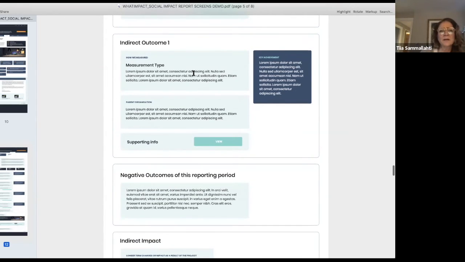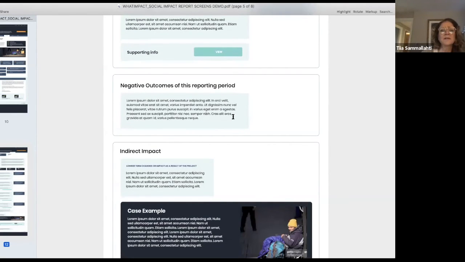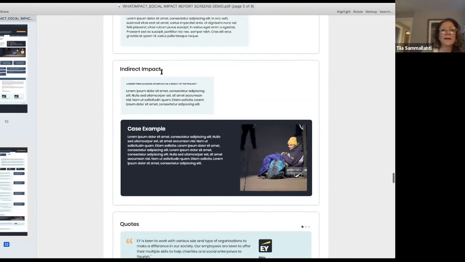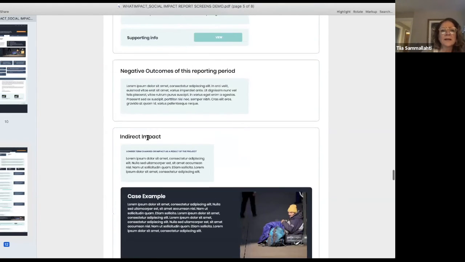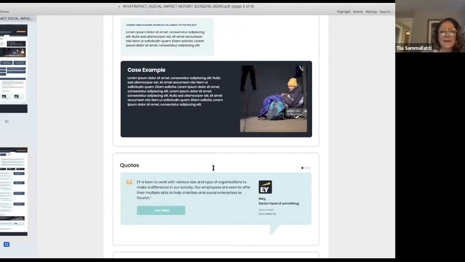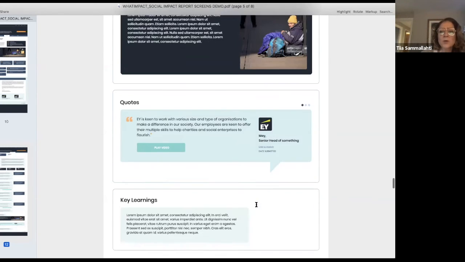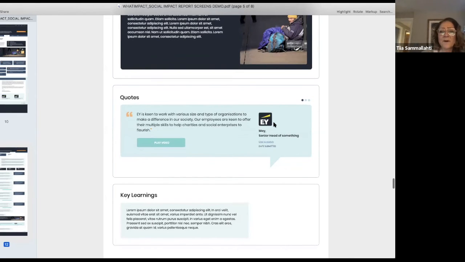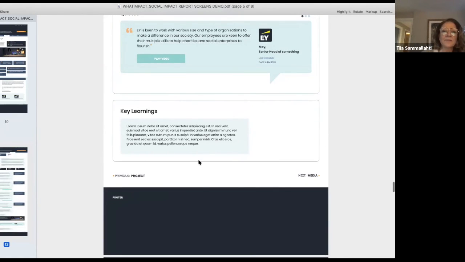Then there are indirect outcomes which follow the same pattern. Also, if there is some negative outcome to report, that can be reported. And then also actually this should be direct impact. Sorry, in this wireframe, this is just the overall impact, and then some kind of a case study that you tell about the story. A quote can be given from the funder, and then you can report some key learnings of this project.